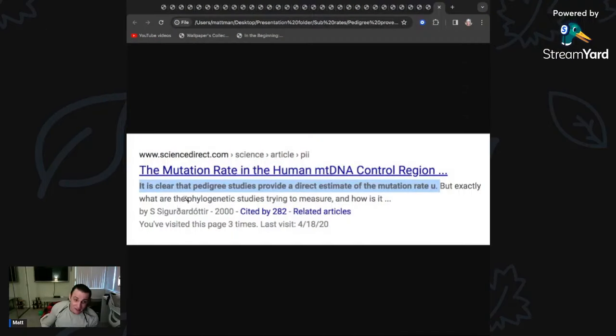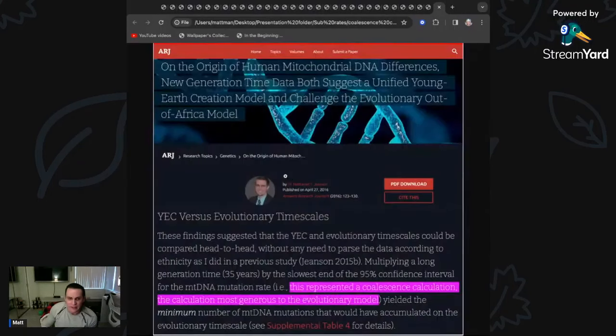It is pretty clear that pedigree mutation studies provide a better direct estimate of that. So the critics don't really like Nathaniel Jensen. They'll say, well, he didn't consider coalescence. Look, from his very own study, this represents a coalescence calculation, the calculation most generous to the evolutionary model. So I'm sorry, yet again, evolutionist, you are wrong. Coalescence was considered, and it's considered in all of these other studies that we've been looking at as well.